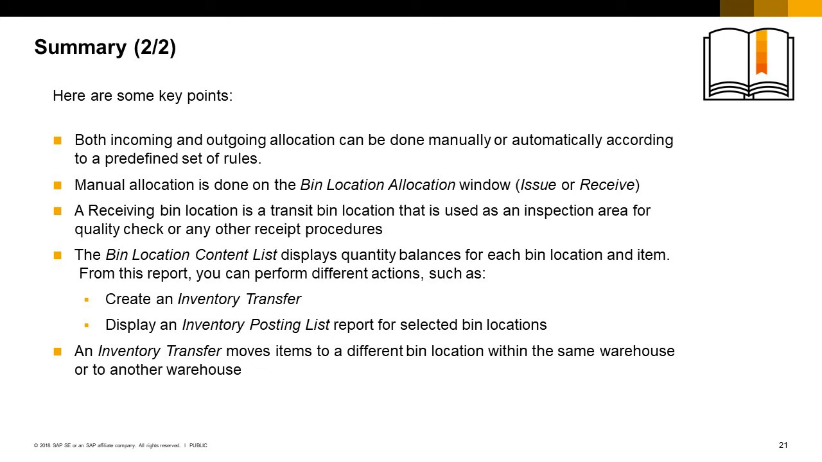A receiving bin location is a transit bin location that is used as an inspection area for quality checks or any other receipt procedures. The bin location content list displays quantity balance per bin location per item. From this report, you can perform different actions, such as create an inventory transfer, display an inventory posting list report for selected bin locations. An inventory transfer moves items to a different bin location within the same warehouse or to another warehouse.